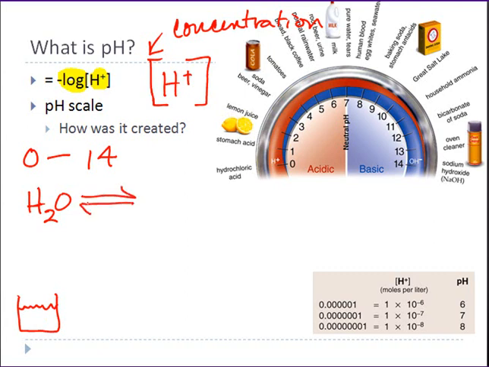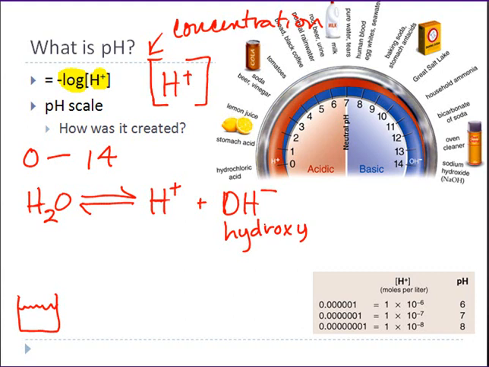If I took a snapshot of what those molecules were doing at any given point in time, I would see that a small percentage of those water molecules would have split apart into a hydrogen ion and what's called a hydroxy ion. Okay, a very small percentage.